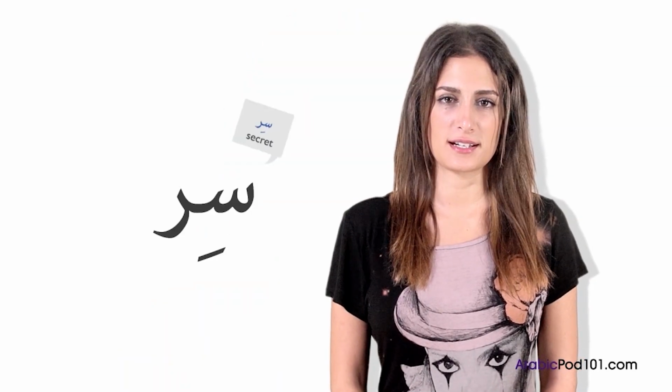Now let's learn some words using these 2 letters and the letters we learned before. First we have Sir, meaning secret. Sin is in the initial form with a kasra beneath, connected to Ra in the final form. Here's how to write it. Sir.